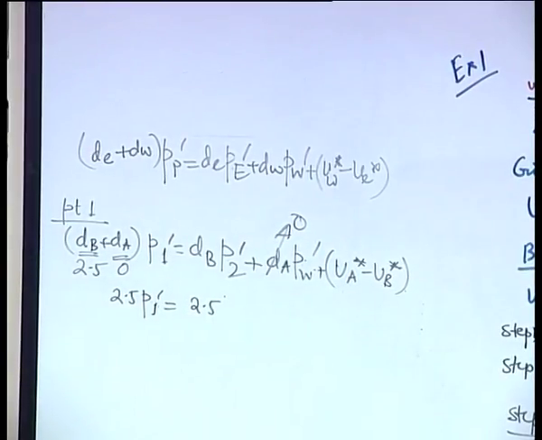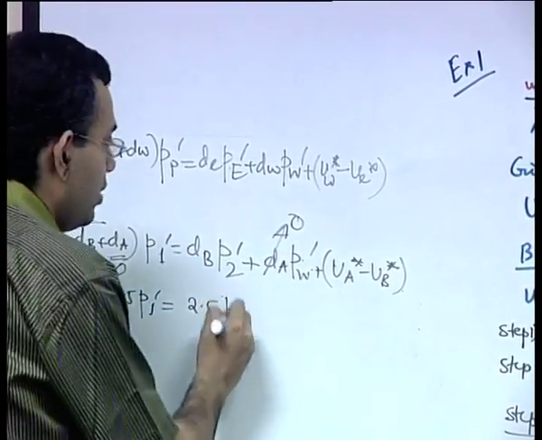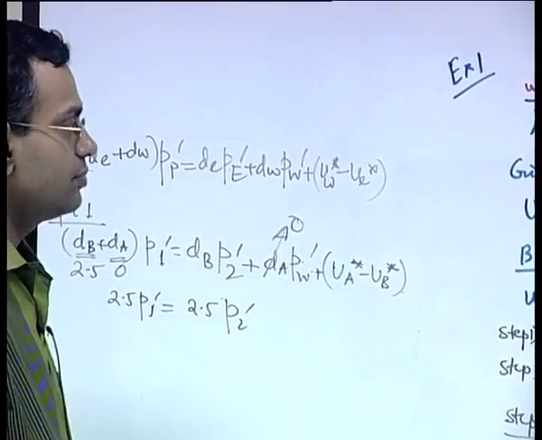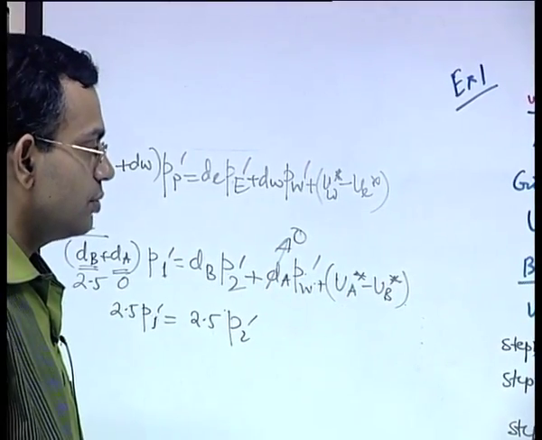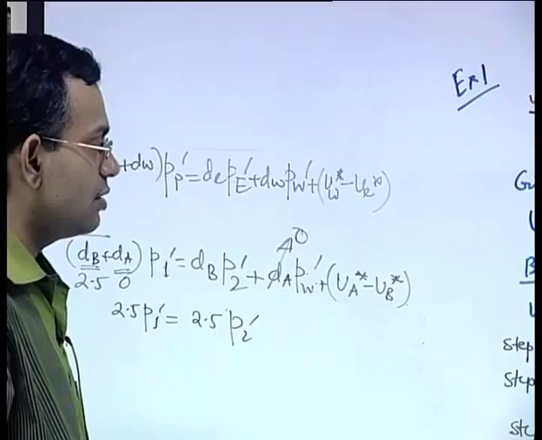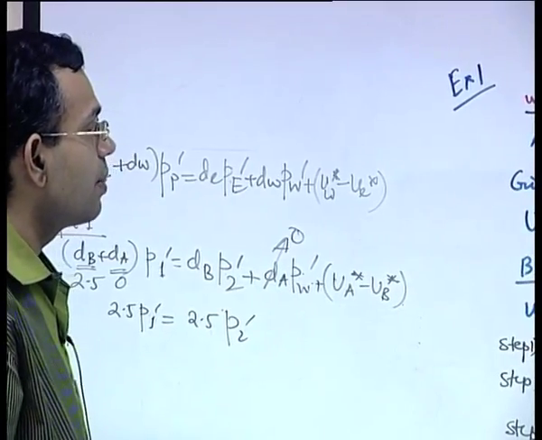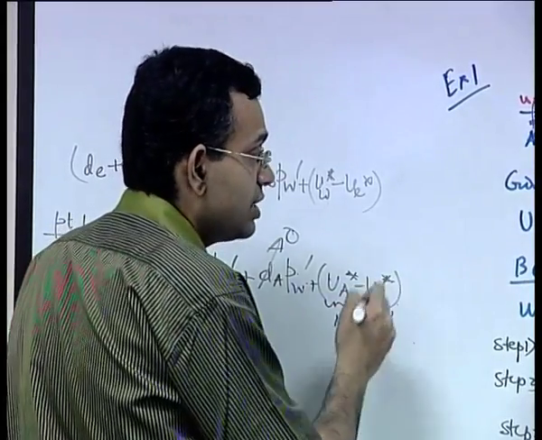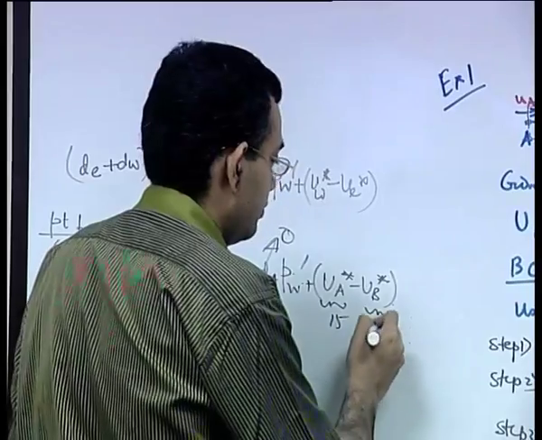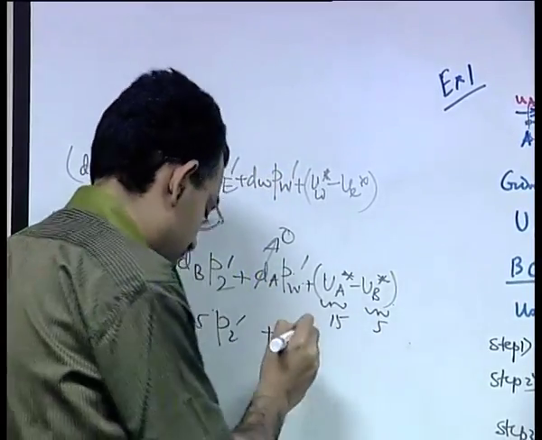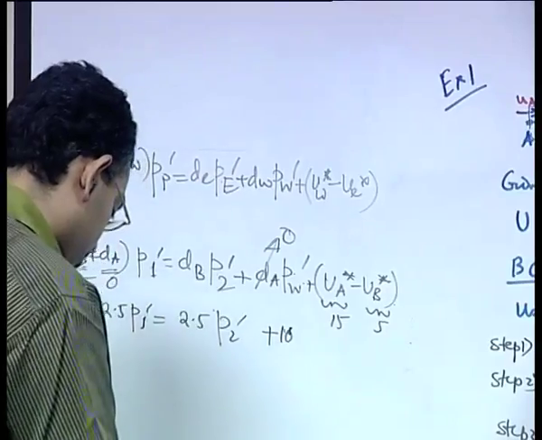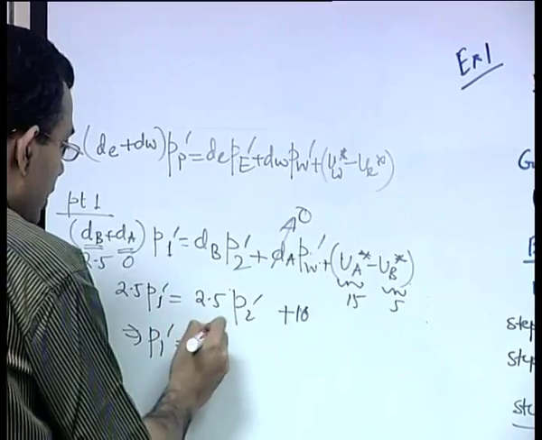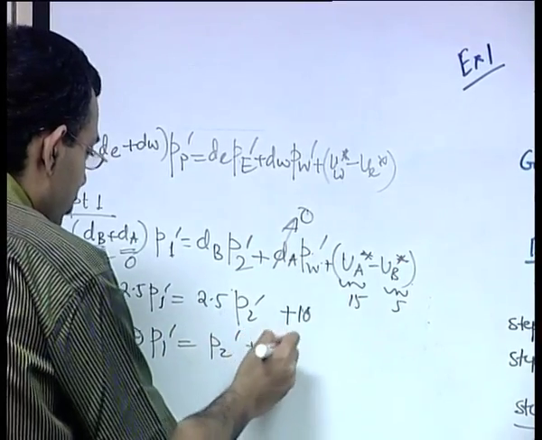So 2.5 P1 prime equal to 2.5 P2 prime. What is UA star minus UB star? UA star is 15, UB star is 5 plus 10, okay. So that means you have P1 prime is equal to P2 prime plus 4, this is one equation.